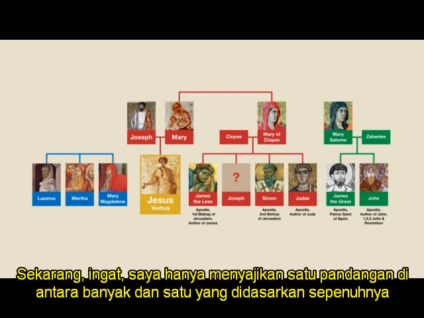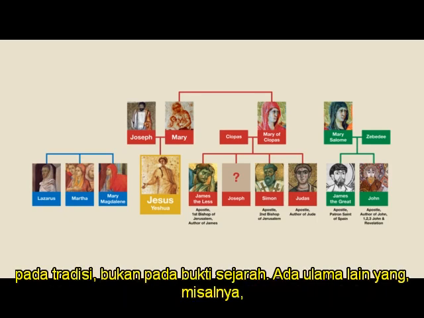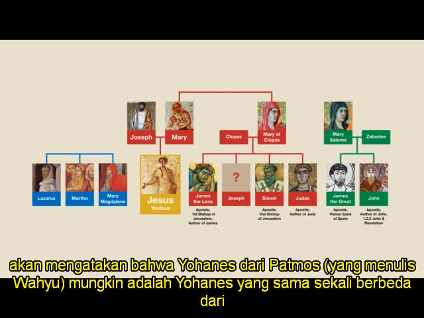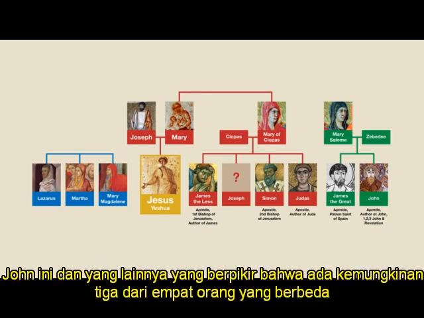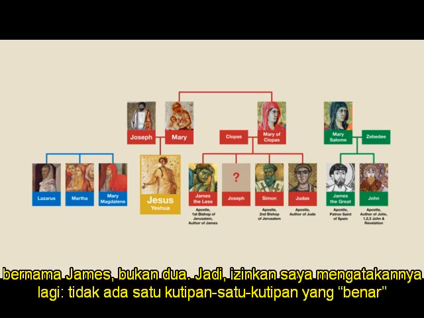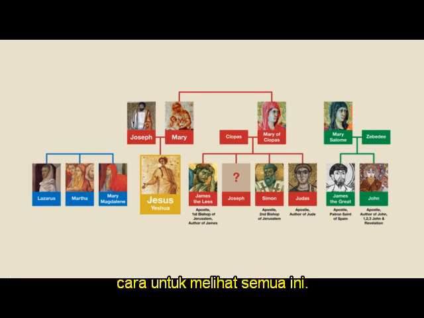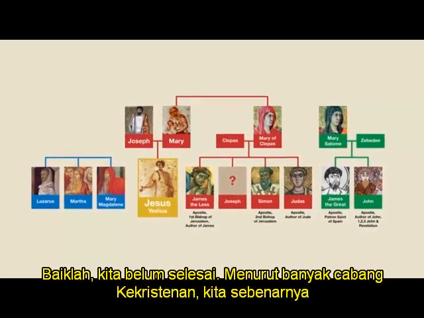3 letters named 1st, 2nd, and 3rd John, and the book of Revelation. Now remember, I'm just presenting one view among many, and one that is based entirely on tradition, not on historical evidence. There are other scholars who, for example, would say that John of Patmos, who wrote Revelation, was probably a totally different John than this John. And others who think that there were possibly 3 or 4 different people named James, not just 2. So let me say it again. There is no one quote-unquote correct way to look at all of this. All right, we're not done yet.